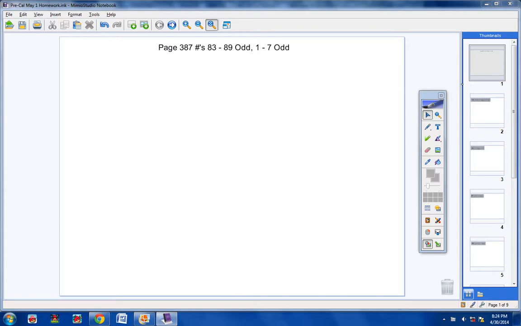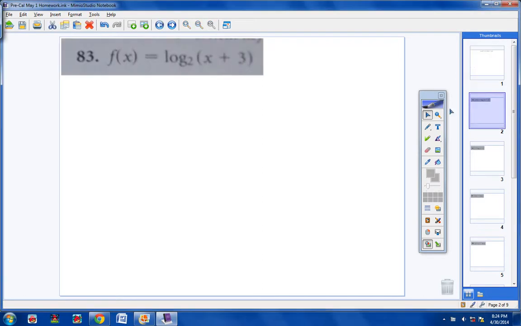Numbers 83 through 89, we are told to graph the logarithmic functions. So let's go ahead and start with number 83. Step 1, you need to take the argument and set it equal to 0. So x plus 3 equals 0. And then we solve and we get x equals negative 3. So now we know where the vertical asymptote is.